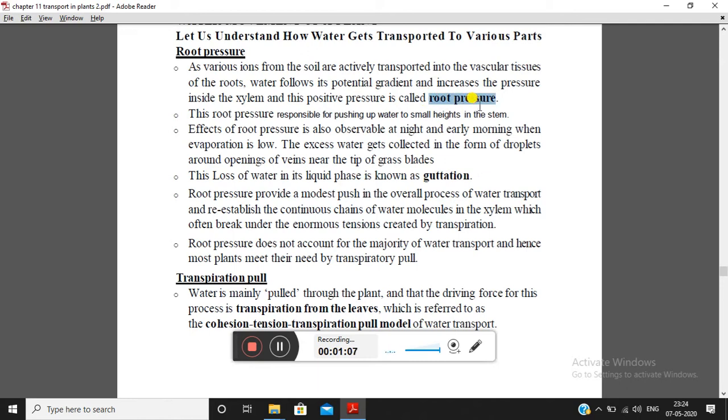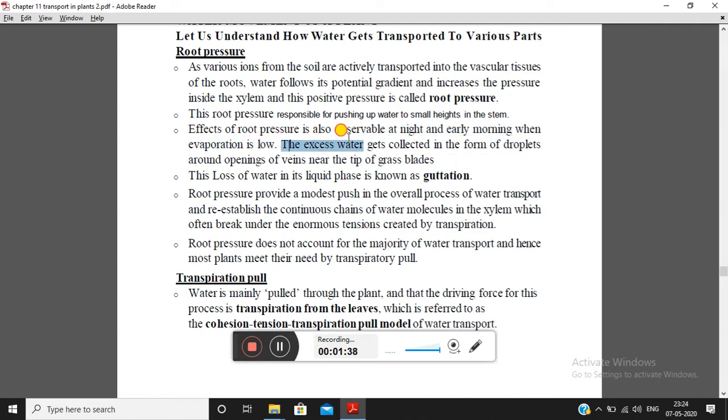So root pressure is basically because of the entry of water into the xylem, which is followed by the mineral ions. Root pressure is responsible for pushing water up to a small height. An increase in root pressure leads to pushing up of water into the stem for a very short distance. The effect of root pressure can also be observed at night as well as in the early morning, when the evaporation is very low.